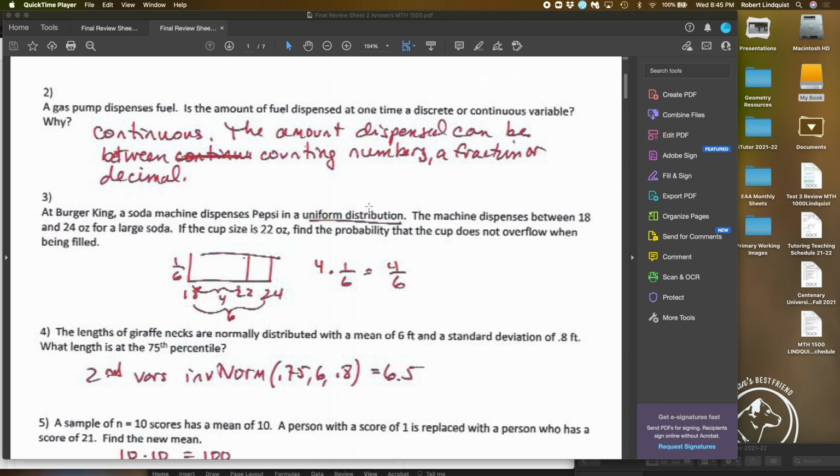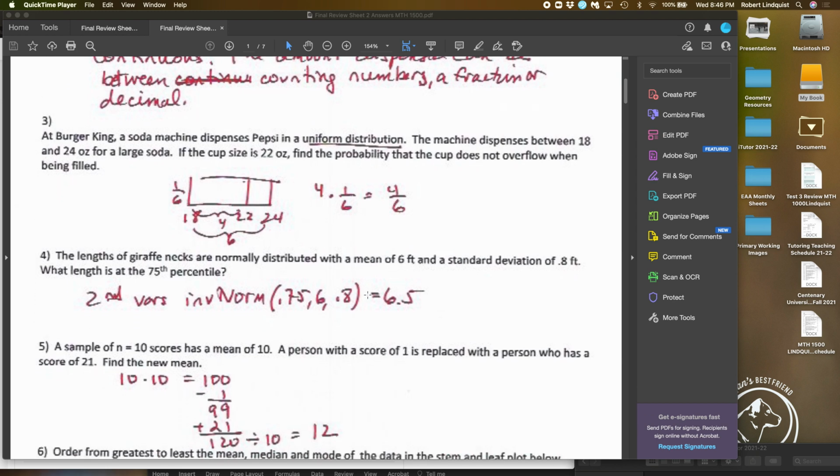Number 3, at Burger King, a soda machine dispenses Pepsi in a uniform distribution. The machine dispenses between 18 and 24 ounces for a large soda. If a cup size is 22 ounces, find the probability it does not overflow. So here's the deal. If it goes from 18 to 24, that's an entire length of 6. It could fill up any of those 6 units. But if you go past 22, you overflow. So from 18 to 22 is a total distance of 4. The height is 1/6 here, so area is base times height. So it's 4 times a sixth, which is 4/6.